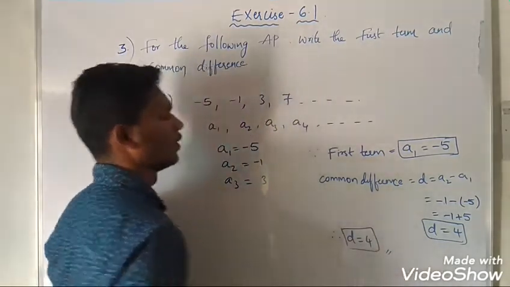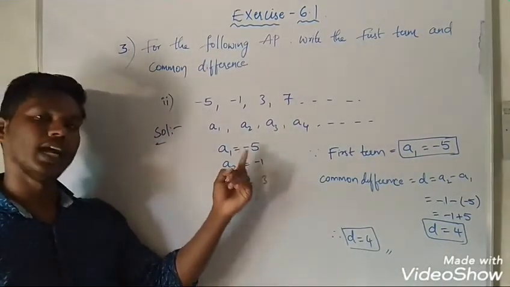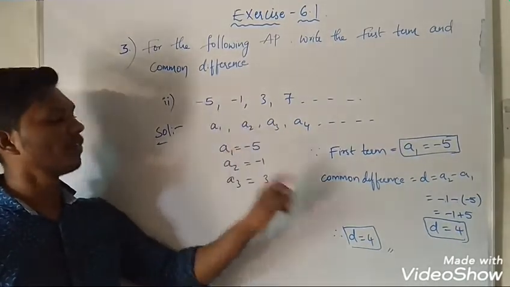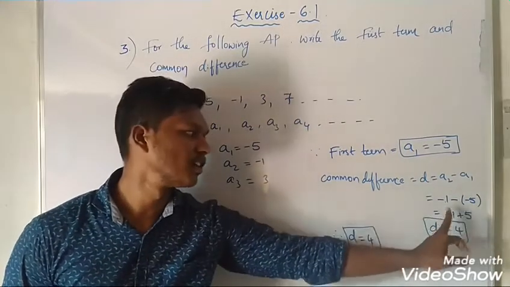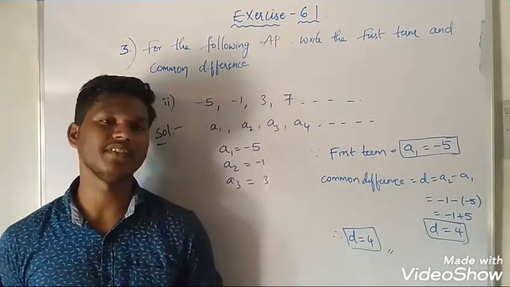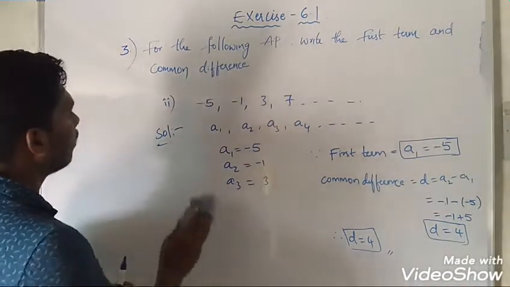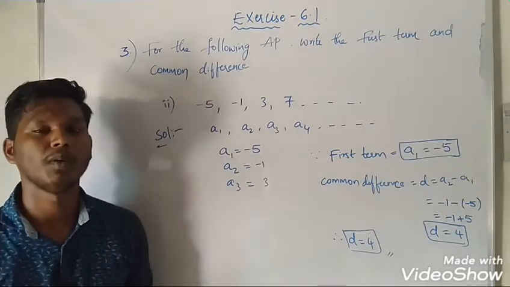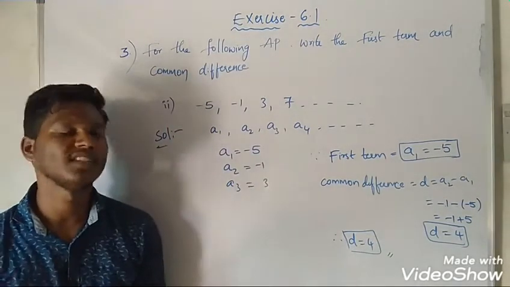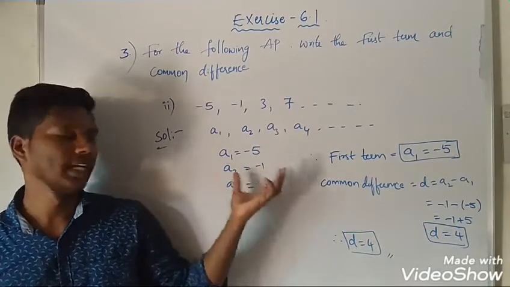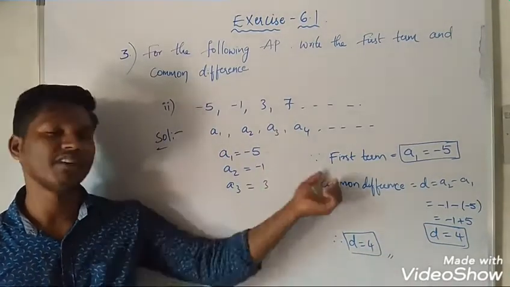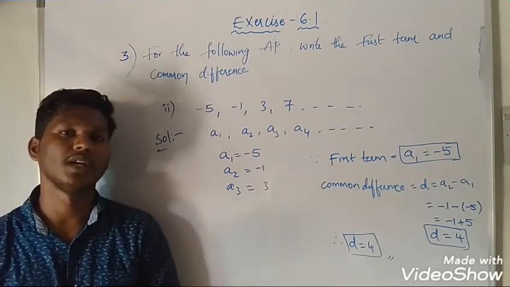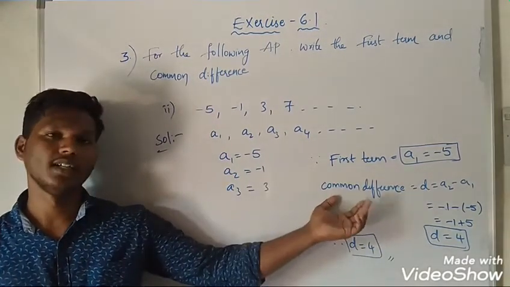Okay, friends? The first term is minus 5 and the common difference is A2 minus A1: minus 1 minus of minus 5. Minus into minus will be plus. So minus 1 plus 5 will be 4. So the common difference is 4. In this way, the remaining problems, problem number 3 or 4 in the third bit, you may solve by simply substituting the values of A1, A2, A3. A1 means the first term. For the common difference, d is equal to A2 minus A1. By using this formula, you can find the common difference.